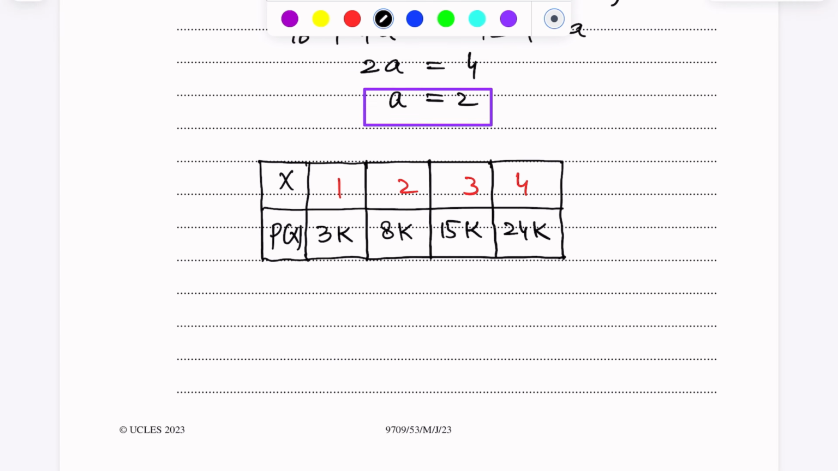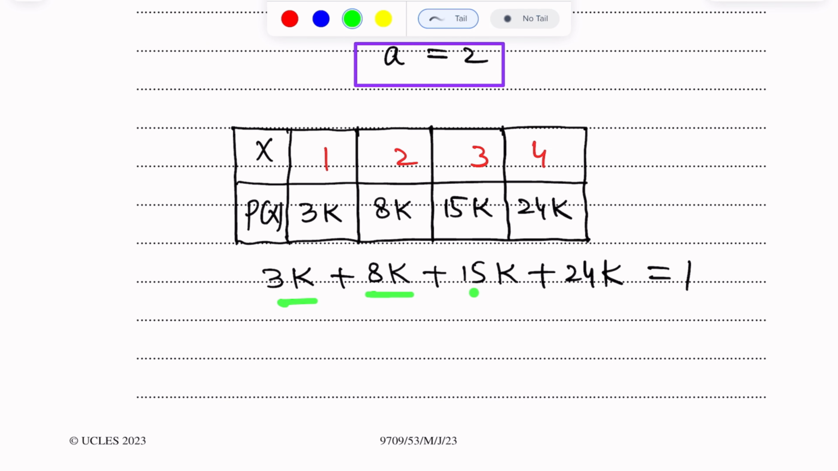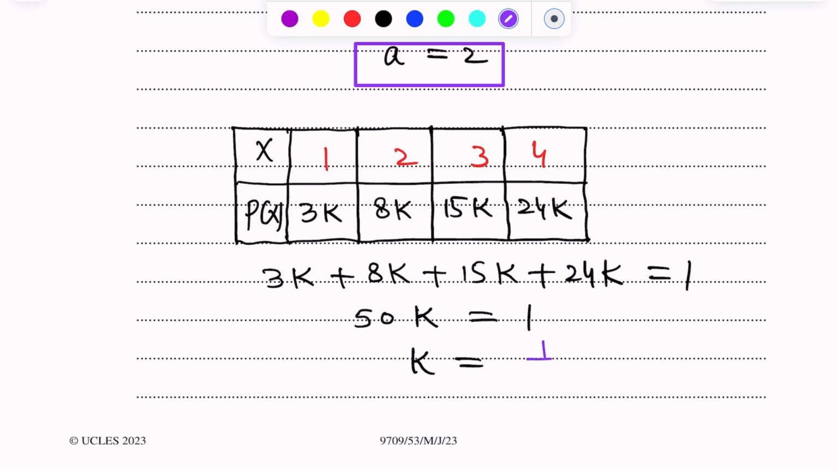Now in a discrete random variable, the sum of probabilities is equal to 1. From here we can find the value of k. The sum of probabilities must be equal to 1: 3k plus 8k plus 15k plus 24k must be equal to 1. Now adding these terms we get 50k, that is equal to 1. From here k is equal to 1 over 50. This is the value of k.